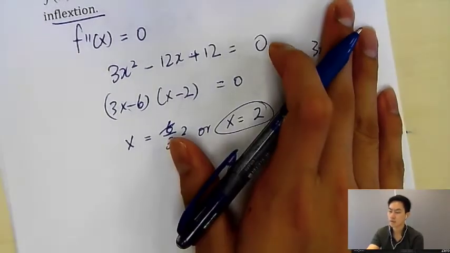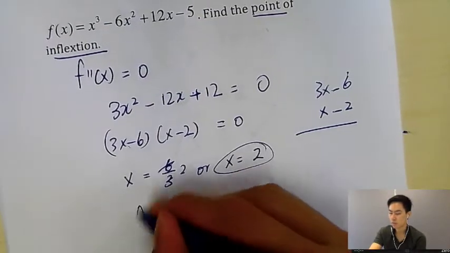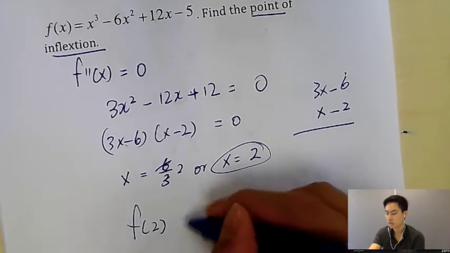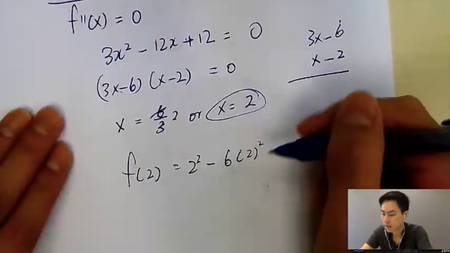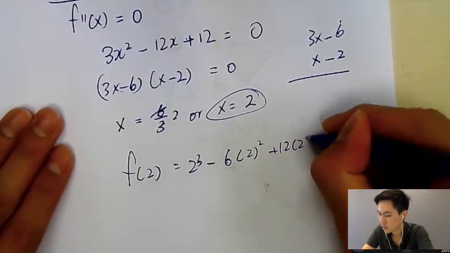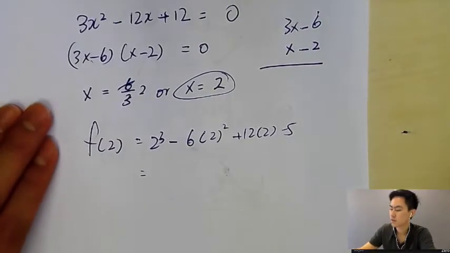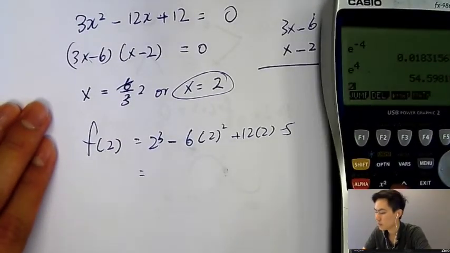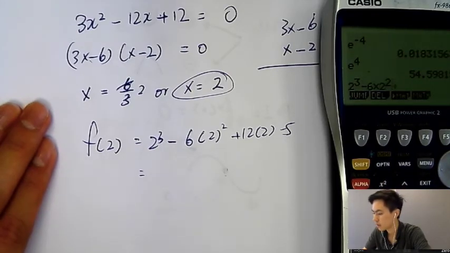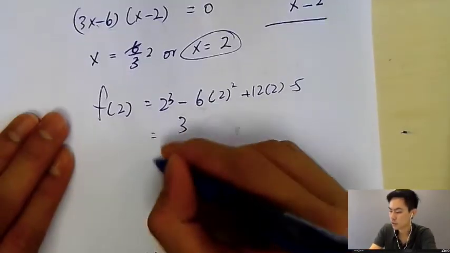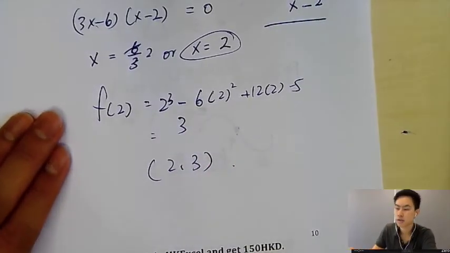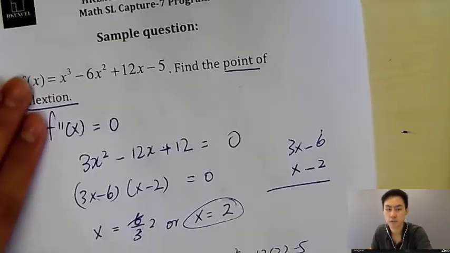But for a point, you have to find x and y, so I have to find y as well. Sub it into the original. f(2) equals 2 cubed minus 6 times 2 squared plus 12 times 2 minus 5. Just use the calculator, and you get 3. So the answer is (2, 3), the point of inflection. That's how you find the point of inflection. Usually 3 marks in the question. Okay, so next.